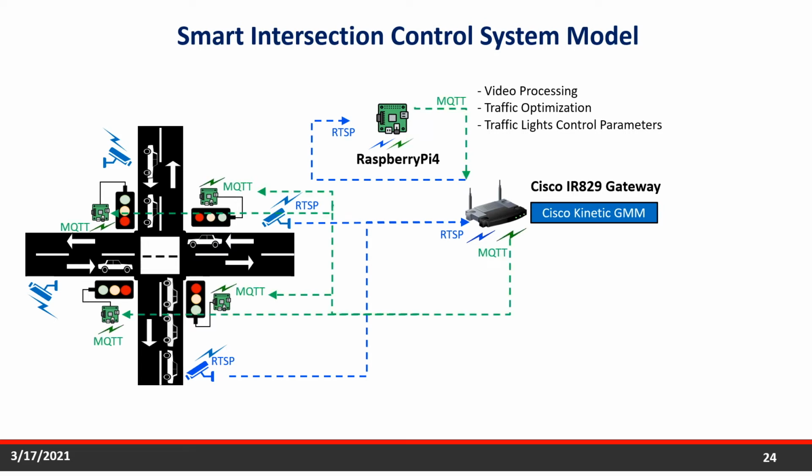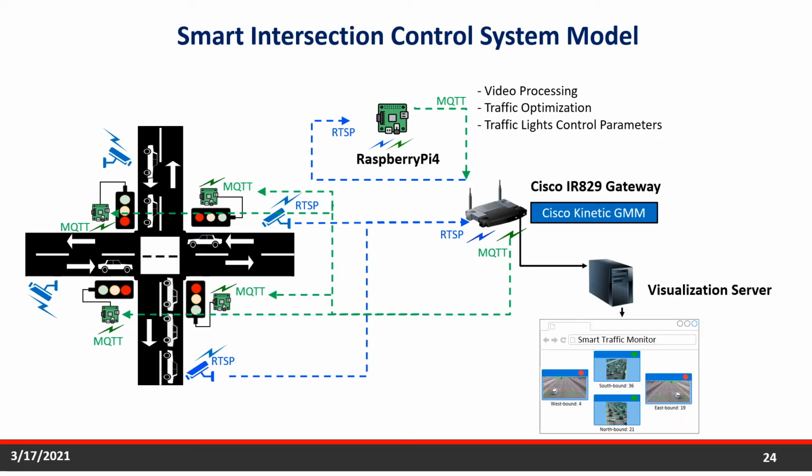The traffic parameters are communicated from the Raspberry Pi 4 through the IR829 gateway wirelessly back to the traffic lights using MQTT protocol. Finally, a visualization server is deployed to monitor system behavior.